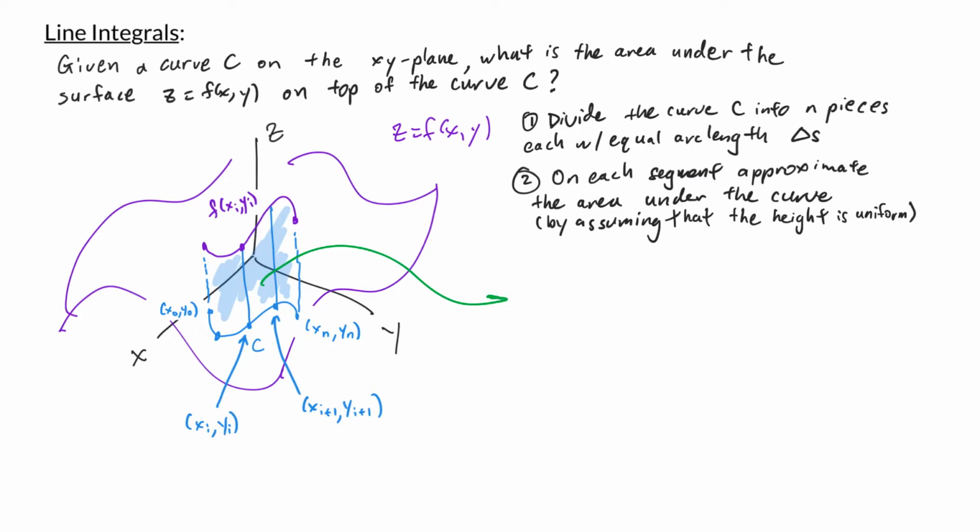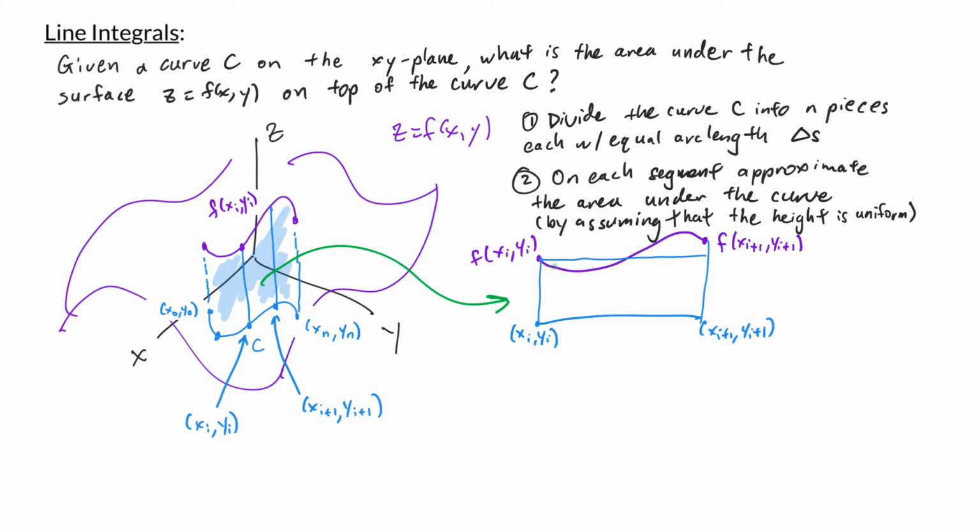To get a better picture, let's take this segment and flatten it out. Since we're approximating the area with a constant height of f of xi yi, the shape is now a rectangle, which we can calculate the area using the base times the height. The height is f of xi yi, and the base is delta s. So the area on this segment is approximately f of xi yi times delta s.